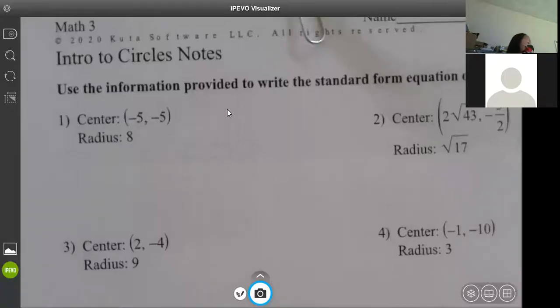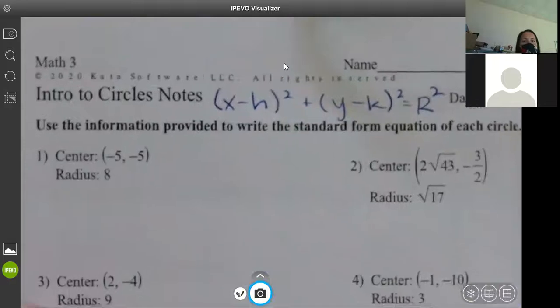All right, so we're going to do intro to circles today, and it's actually pretty simple. It's not that bad at all. The first thing that you're going to do is review writing the equation for this circle. So remember, (x - h)² + (y - k)² = r².